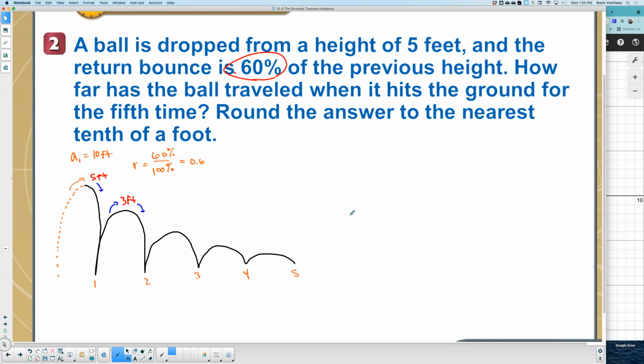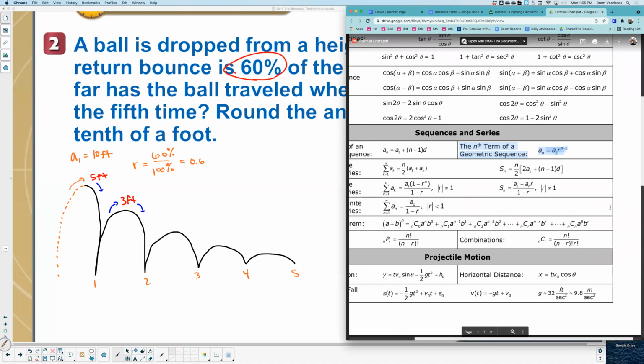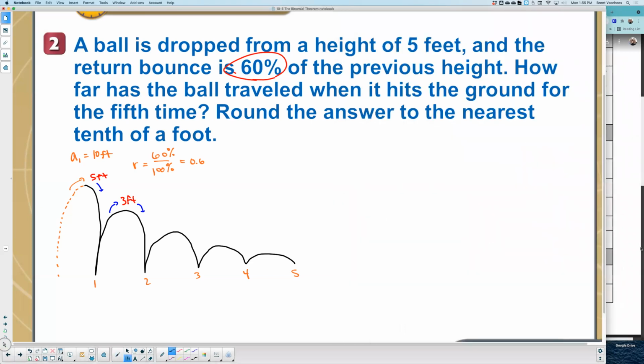So this type of problem, is it arithmetic or geometric? I should have asked that question. Geometric, because each time you're multiplying by 0.6. So we go to the formula chart. I already have it highlighted. There's your formula. Since I'm finding a sum, I need to change that formula.